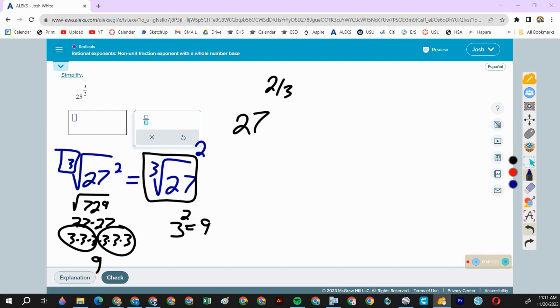Or, my preferred way to look at it, can 27 be split into 3 equal multiplications? Yes. 3 times 3 times 3. How many of those are going to be in my answer? Just 2 of them. 9.